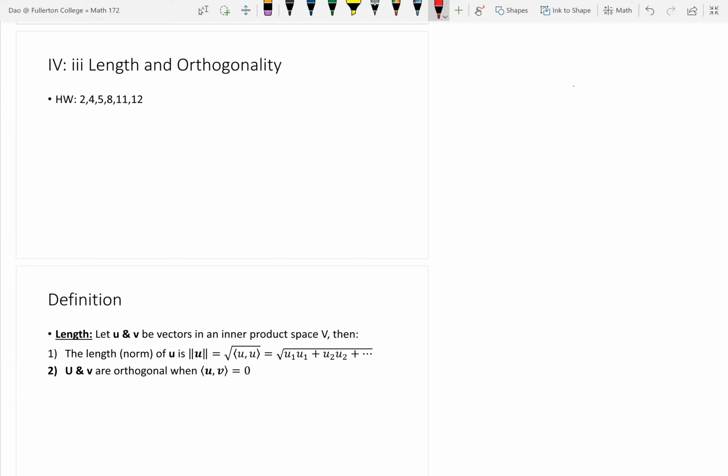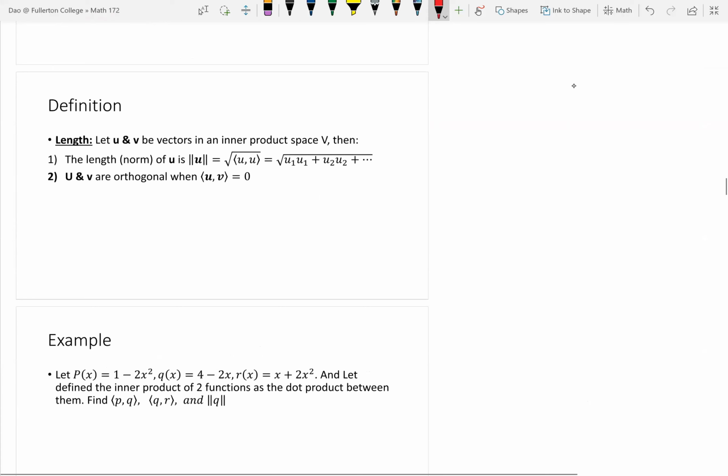Hello guys, welcome back to another section of chapter 4. Now we're moving on to section 3, length and orthogonality. Here are a few homework questions that you can try. Here's the definition of length again.